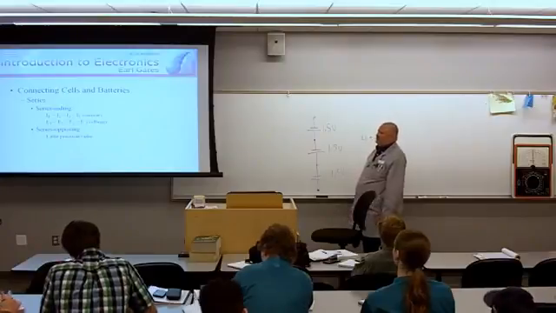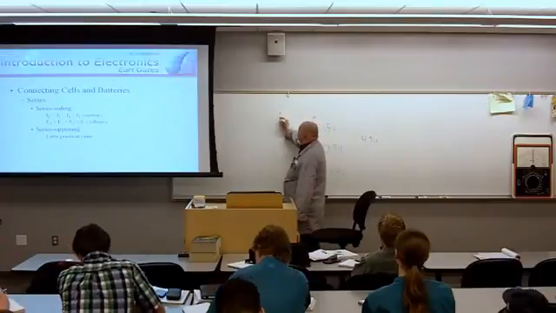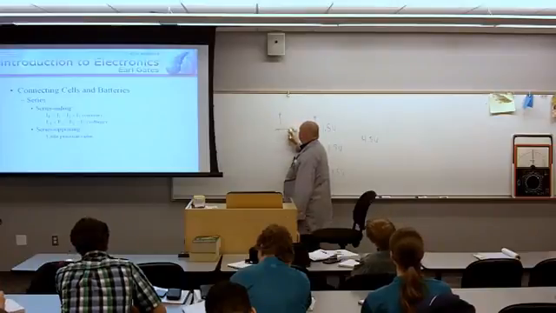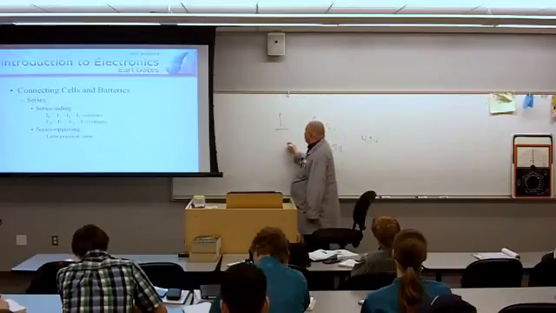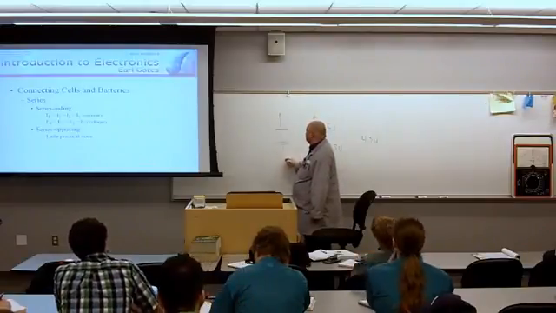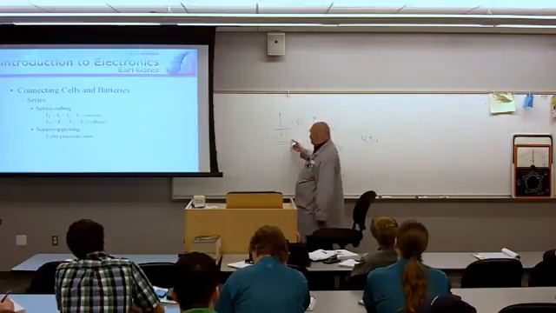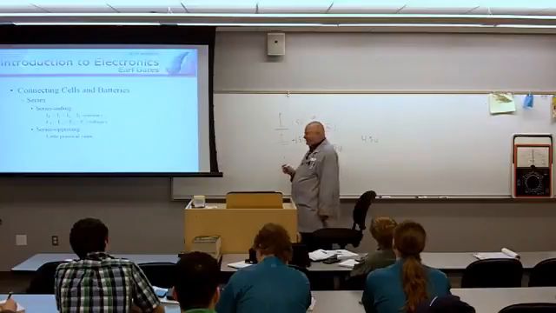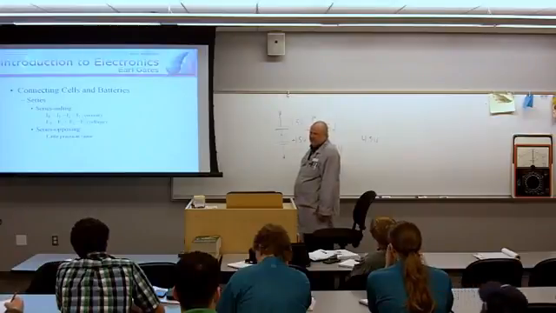Now down below it talks about series opposing. Series opposing would be like, okay, I got a negative and a positive here. You all agree with that? Then I'm going to connect a positive and a negative here. So I've got 1.5 volts here. And how many volts do I have here? Minus 1.5 volts. So what's my voltage across? 0.